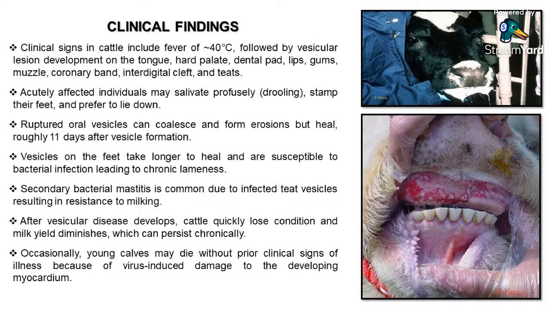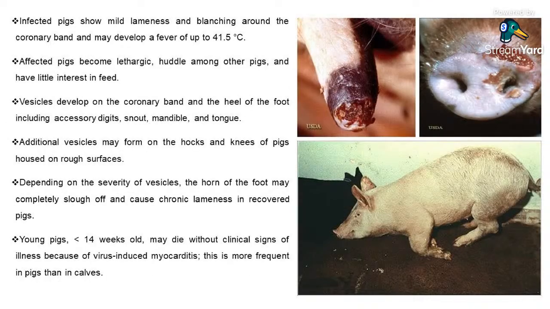And whenever the disease develops, animals lose condition, they become very cachexic, they lose weight, and milk production diminishes. And in case of young cows, there is myocarditis, and due to the myocarditis, the young cows and young piglets die, because 20% is the mortality rate.